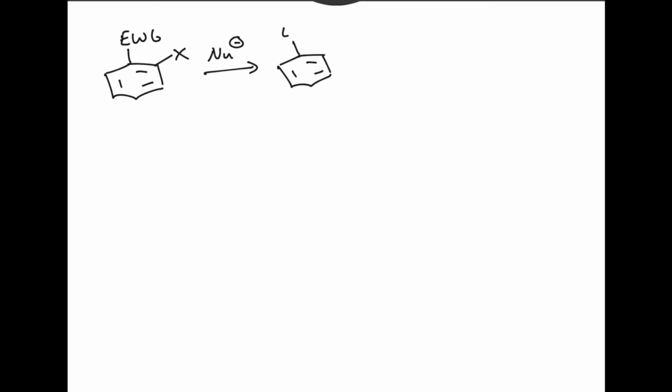Right? So you're going to have some electron withdrawing group and then a halide. You're going to add a nucleophile, and you're going to end up substituting the nucleophile for the halide.